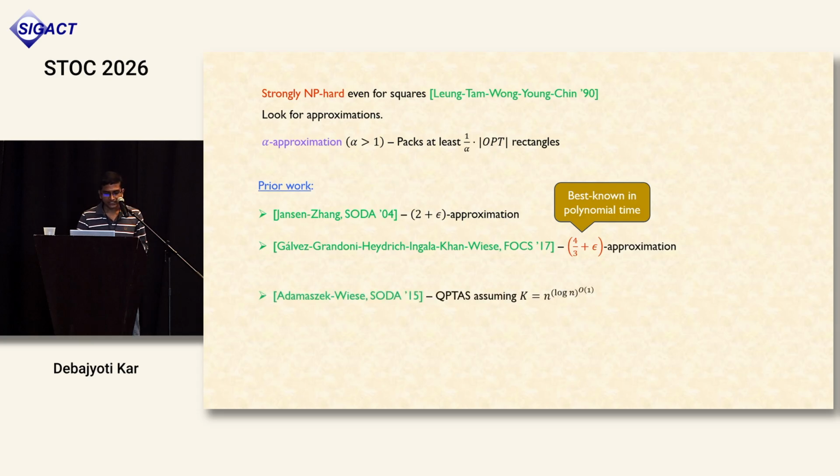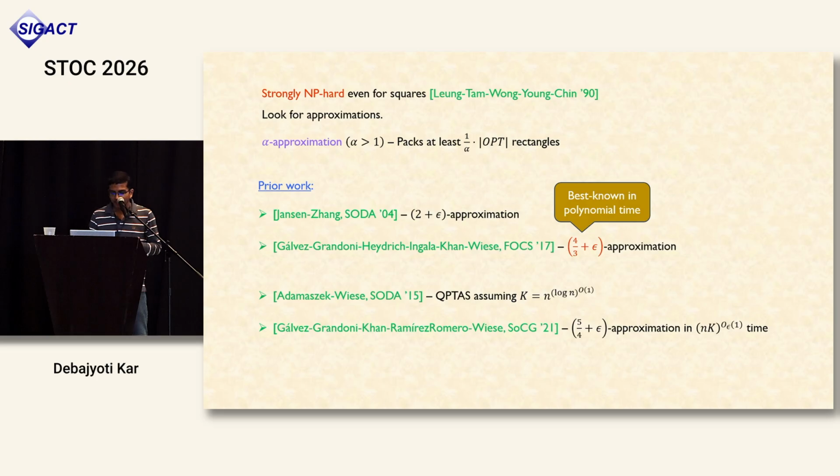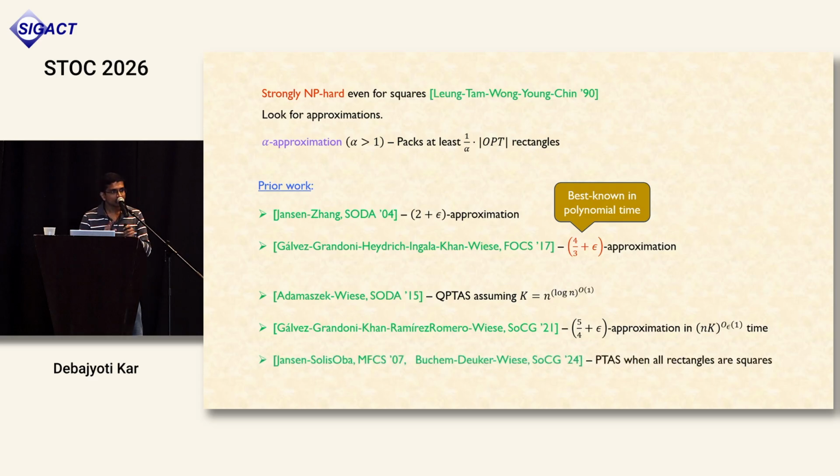So for example, there is a QPTAS known for the problem, assuming that the side length of the square is quasi-polynomially bounded in the number of input rectangles. And then there is a 5/4 plus epsilon approximation known in pseudo-polynomial time. That is, if you assume that the side length of the square is polynomially bounded in the number of input rectangles, then the 4/3 approximation improves to 5/4. And finally, for the special case when all the input rectangles are squares, there is a PTAS known. So this is more or less a complete description of the approximation ratios known for the problem.